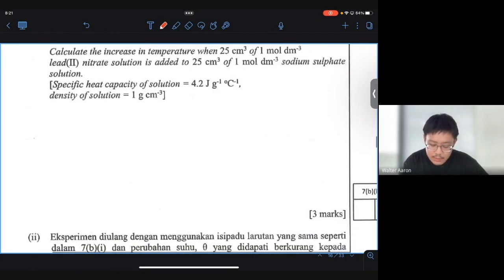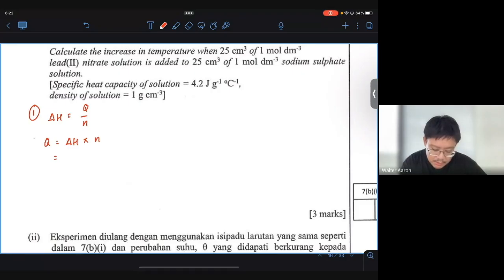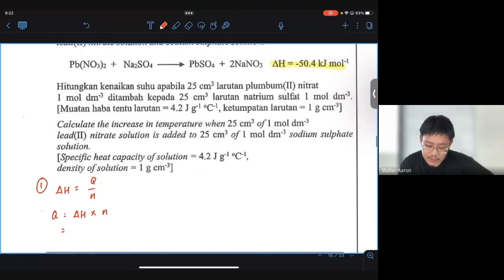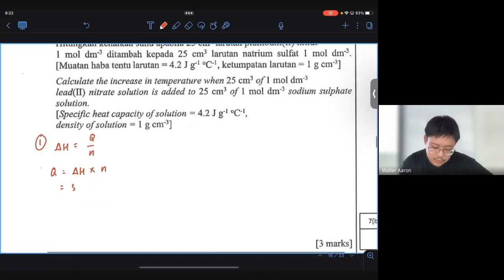Okay, so again, we're going to use two different formulas. We'll start with the first one, which is delta H, equivalent to Q over N. But since our focus is on theta itself, we'll make Q the subject because the delta H is already known. So Q right now will be delta H multiplied by the number of moles. Since the delta H here is 50.4 kilojoules, again, no need to put a negative there. So now multiply by N.